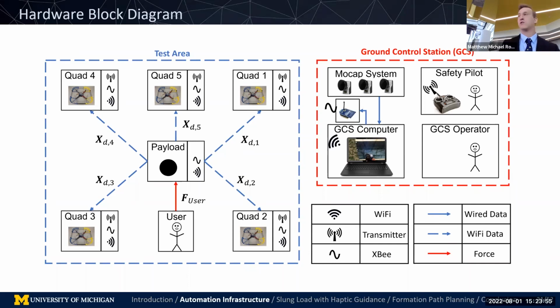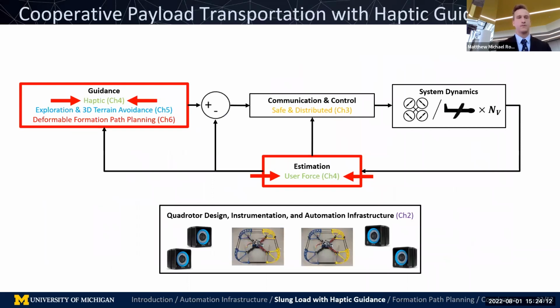The left side is all in real time on embedded hardware, and the right side supports via the motion capture, as well as some high level telemetry and commands via the GCS operator. And we have a safety pilot that can act if anything happens. So next I'll talk about the slung load with haptic guidance, chapter 4.